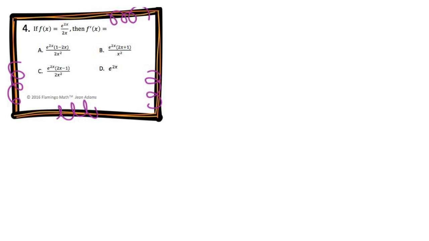Our next problem. Again, more derivative practice. And this time it looks like we have the quotient rule. So f prime of x is going to be the bottom times the derivative of the top, and the derivative of e to the stuff is going to be stuff prime times e to the stuff.